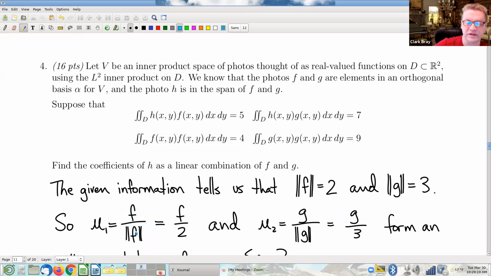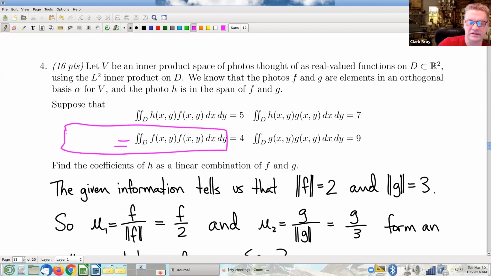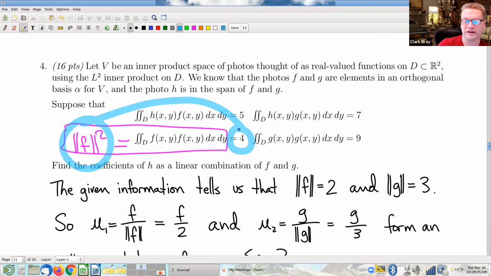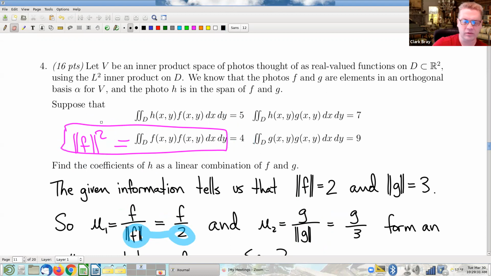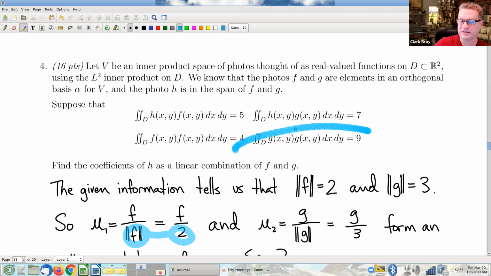So what this equation here is saying is, this is the definition of magnitude squared. So the magnitude squared of f is 4, and that means that the magnitude of f is 2. Okay, and then likewise, this tells me that the magnitude of g is 3.